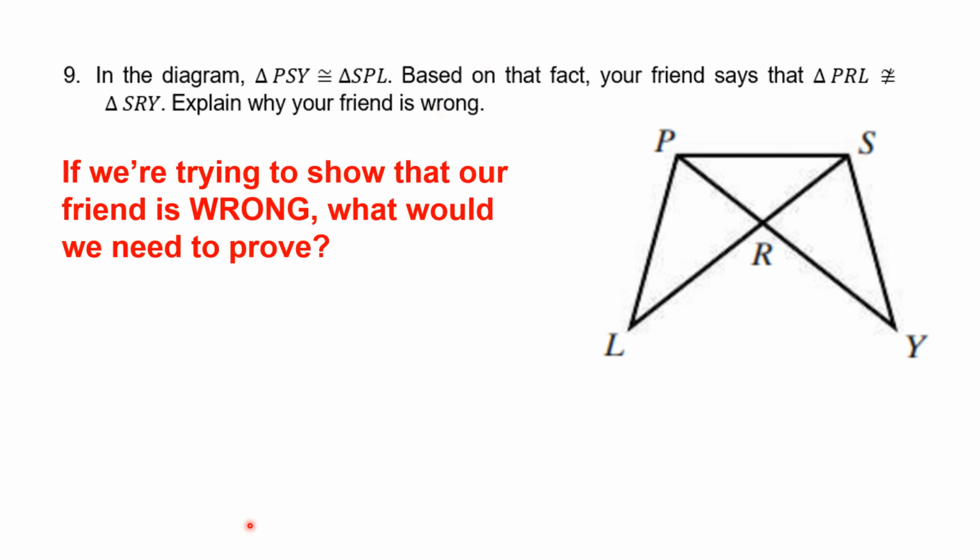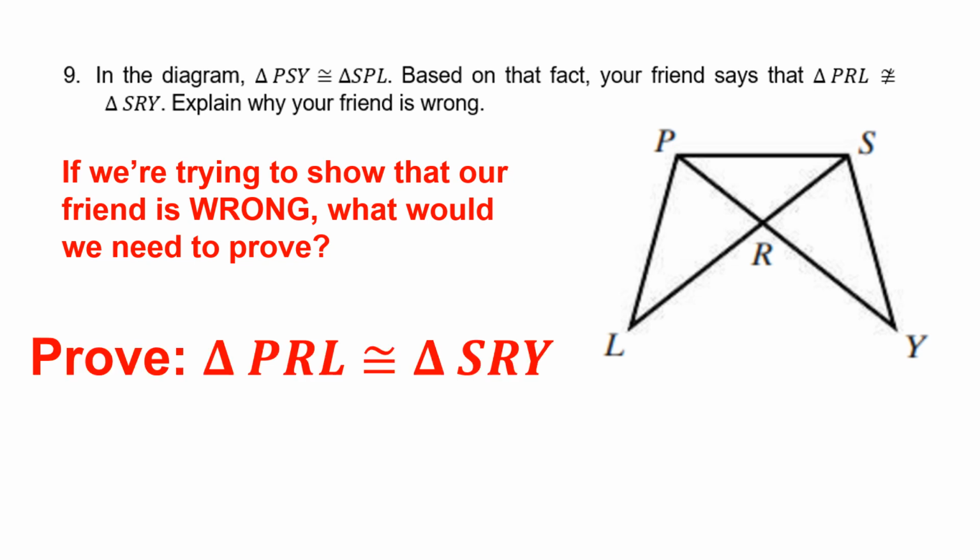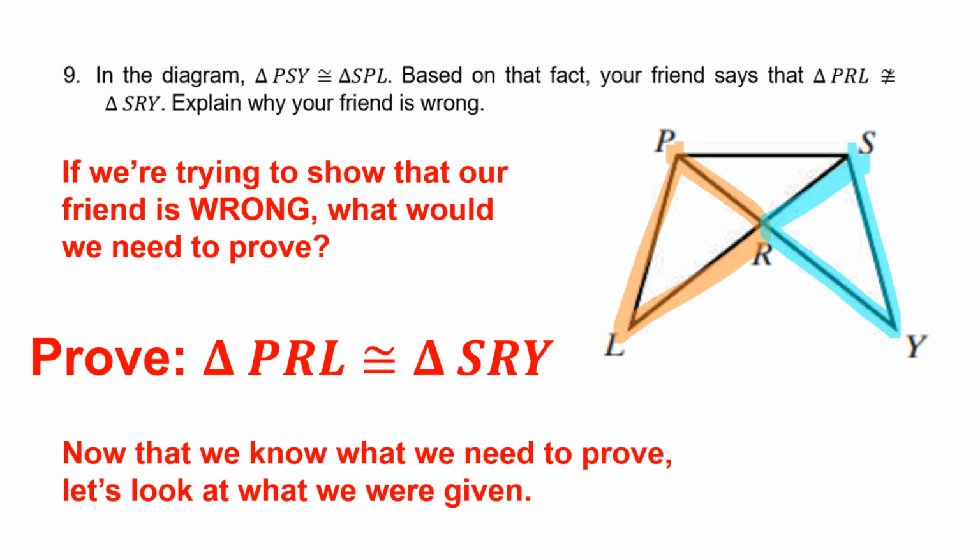If we're trying to prove that our friend is wrong, what would we need to prove? Your friend is saying that these two triangles, PRL and SRY, are not congruent. So in order to prove that they were wrong, we would prove that they are congruent, right? Our goal here is to prove that triangle PRL is congruent to SRY. Now that we know what we need to prove, let's set up this proof. We're going to have to write everything out: what we're given, what we need to prove, and then set up the proof all on our own.